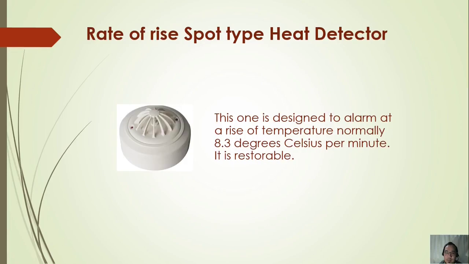The other one is rate of rise. Normally, the rating of a rate of rise heat detector is set as 8 degrees Celsius per minute. So if the fire reaches this setting, like 8 degrees Celsius per minute rise of heat, then this detector will trigger. But compared to a fixed type heat detector, this type of heat detector is restorable.